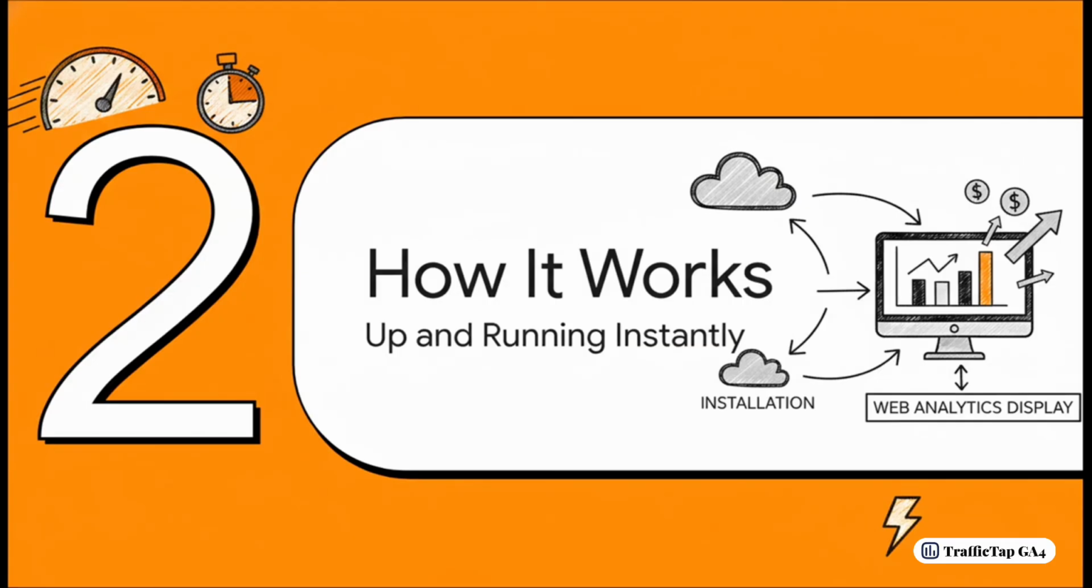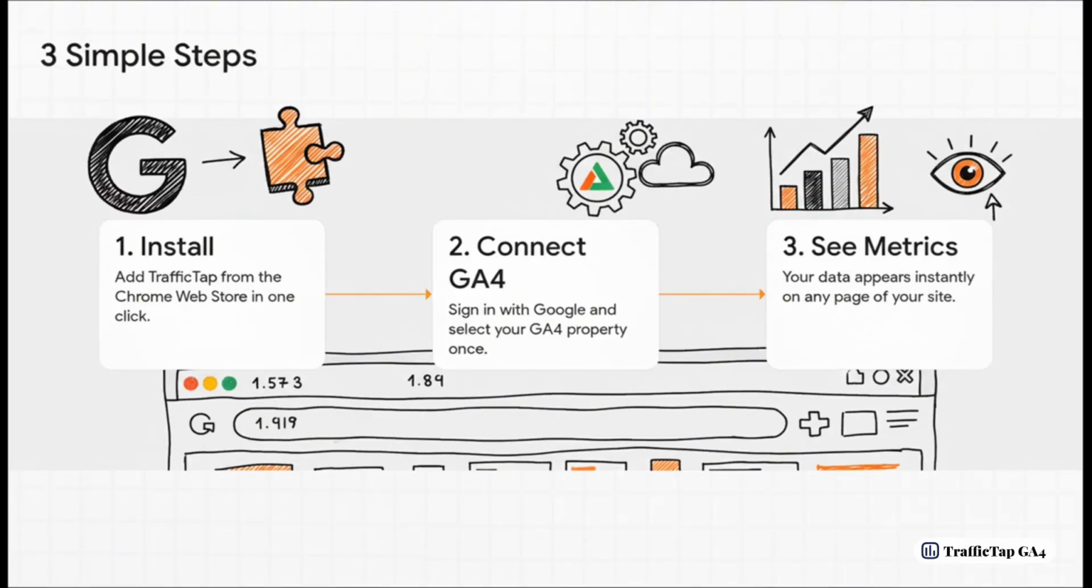Now you might be thinking, a tool like this sounds kind of complicated to set up. But remember, the whole point is to make things easier, and that starts with the installation. The entire process is designed to be ridiculously fast. We're talking less than 2 minutes to get up and running. It's really just 3 super simple steps. You install the extension from the Chrome Web Store, which is one click. Then you connect your Google Analytics account one time. It remembers it after that. And that's it. From that moment on, you just browse your own site and the metrics will pop up automatically.